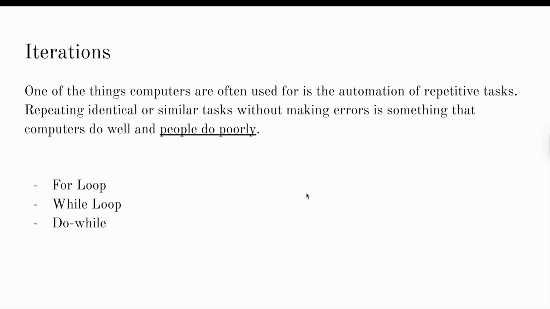So let's look at iterations in this chapter. Iterations are used for repeating identical or similar tasks without making errors. Okay, so that's the idea of iterations. We have three different kinds of iterations, not just in C++. In other programming languages we have the same concept. So we have the for loop, while loop, and do while loop.